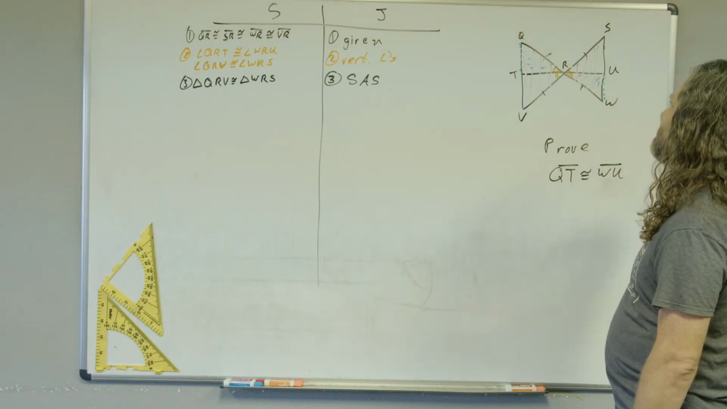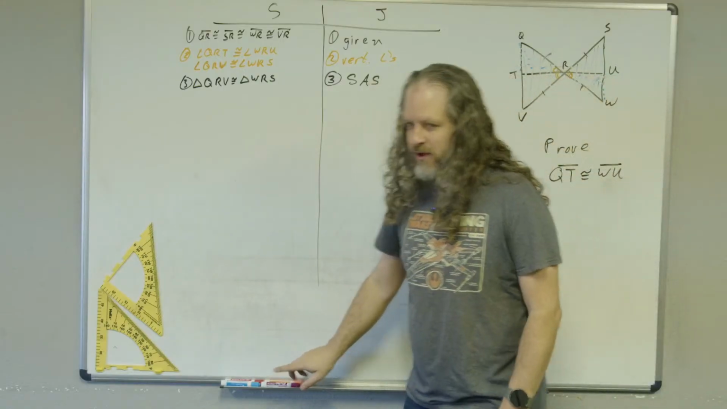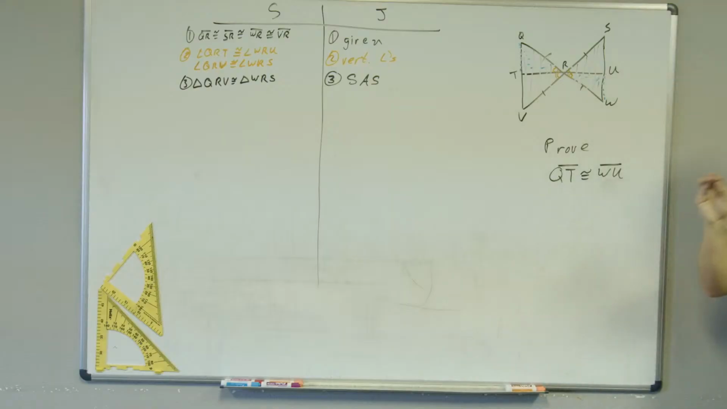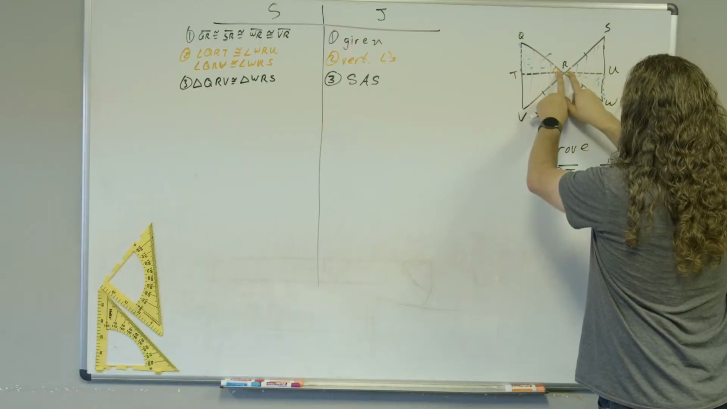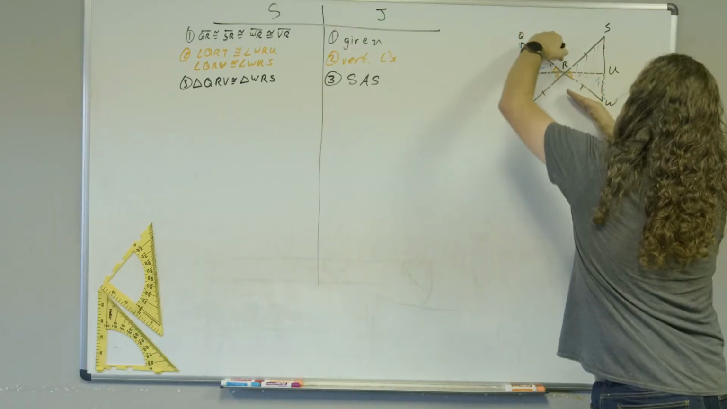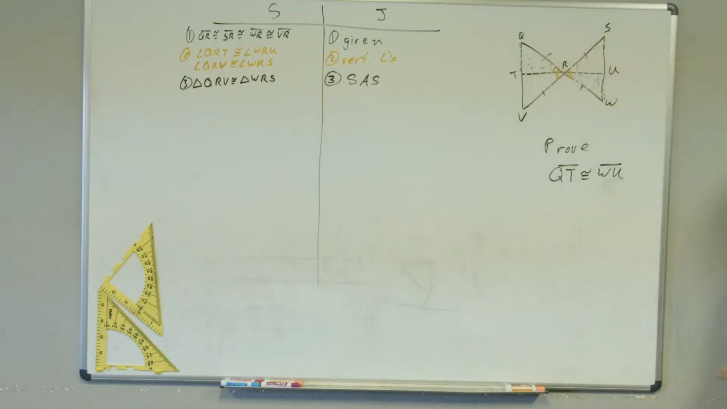So let's take a step back. CPCTC says that corresponding parts of congruent triangles are congruent, which means that this is congruent to this, these are congruent to these sides, this is congruent to this. So all of the corresponding parts, when we're looking for something with these blue triangles, what angle or sides do we know are congruent because of CPCTC that's in the blue triangles?